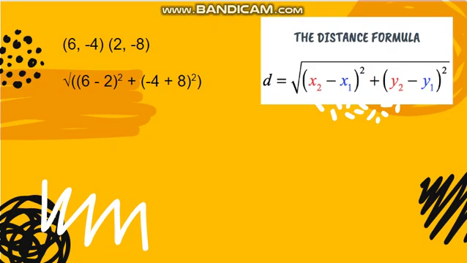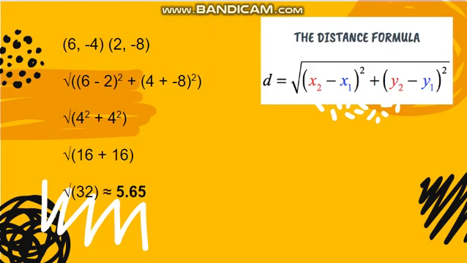So 6 minus 2 gives us 4. Negative 4 plus 8 gives us 4. So we have 4 squared plus 4 squared, which is 16 plus 16. So at the end, we're going to take the square root of 32. You're definitely going to want your calculator for distance formulas. You don't want to try to do this on your own. And what our calculator is going to give us is about 5.65. 2 decimal points is enough for me.